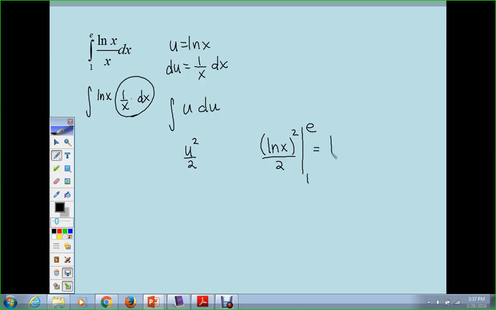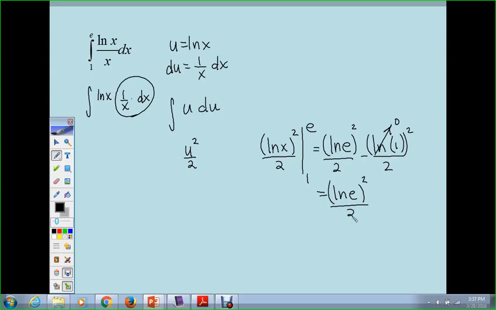Using the fundamental theorem, we would plug in e, ln of e over 2 minus ln of 1. This whole quantity is being squared all over 2. We know ln of 1 is 0, so we're left with ln of e quantity squared over 2. And we know ln of e is just 1, so we could say this is just 1/2.